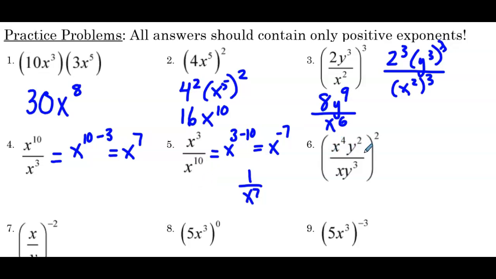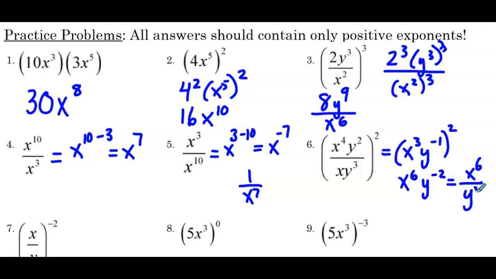X to the 4th times y squared over xy cubed, that whole quantity raised to the 2nd power. So we have two choices here. We could either square everything and then simplify, or we could simplify and then square everything. So let's start by simplifying. Inside the parentheses, x to the 4th over x would give us x cubed, 4 minus 1, and then y squared divided by y cubed would be y to the negative 1st, squared. So we're going to square each term in here, so that's going to be x to the 6th, y to the negative 2nd, which is x to the 6th over y squared.